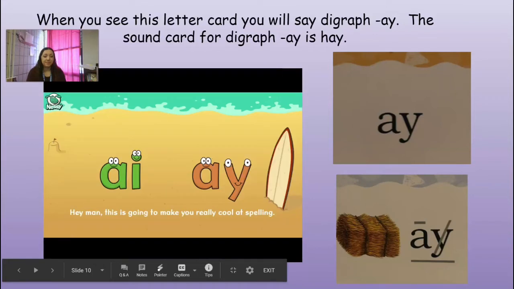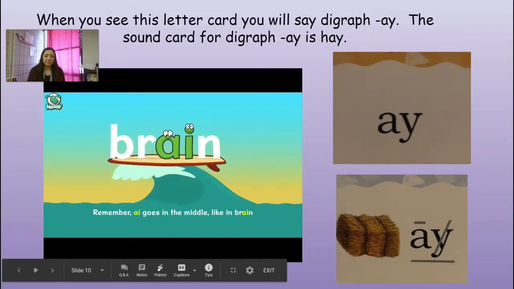Hey man, this is gonna make you really cool at spelling. Just listen to this. A-I and A-Y both make the sound A. Hey! So how do you know which one to spell? Man, this is so confusing. You want to know how to do it? Well, get ready. Here it comes. AI goes in the middle and AY goes at the end. Yeah, it's as easy as that, man.